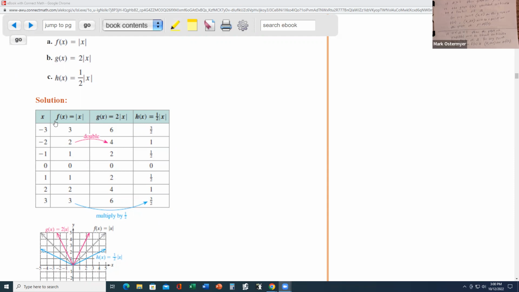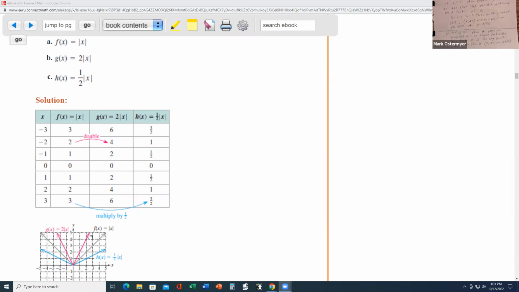Suppose we use that basic parent function of the absolute value function to form a new function called g of x, where we multiply the parent function f of x by positive 2. Well, the effect that that's going to have on the graph of f of x is to basically double all the y coordinates. So all the y coordinates get doubled. Therefore, the graph of g of x, which is 2 times f of x, which is 2 times the absolute value of x, is now going to be this graph in red.